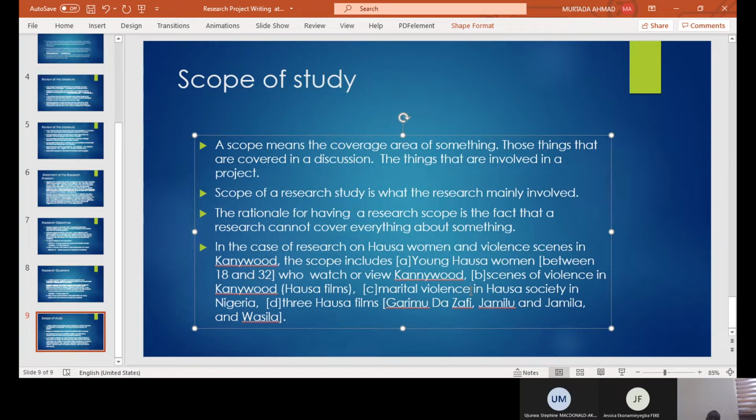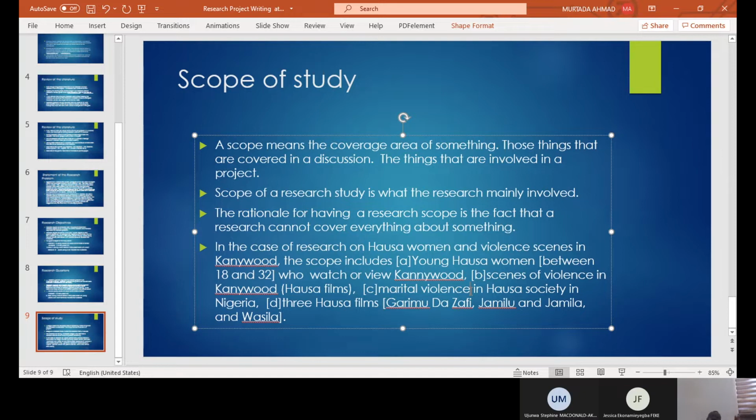And that is it. And the fact that we limit our research to Hausa films. How about other films that Hausa women watch? They watch Yoruba film, they watch Igbo film, they watch English film, they watch Indian film, they watch Chinese film, they watch American films. So they watch this kind of films. So they might have seen violence in those films, but why Hausa films only?